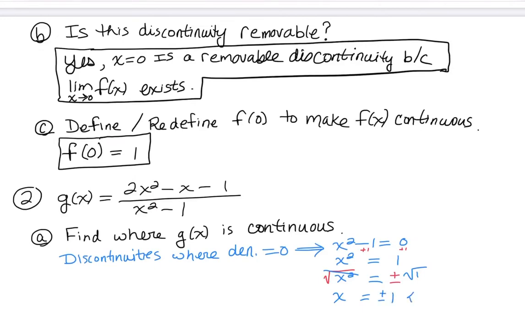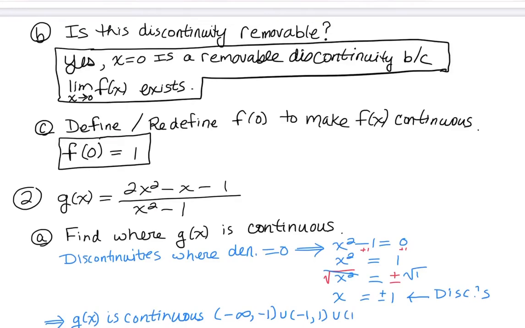And so remember, these are the 2 points that we just found. These are our discontinuities. So if we're supposed to state where g of x is continuous, then we would say everywhere except for those two values, but we'd probably write that in interval notation. So we might say g of x is continuous on the interval from negative infinity to negative 1, and then union or comma, that varies from book to book sometimes, negative 1 to 1, and then union or comma 1 to infinity.